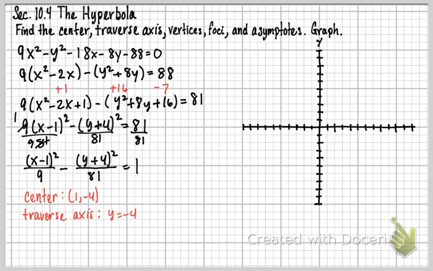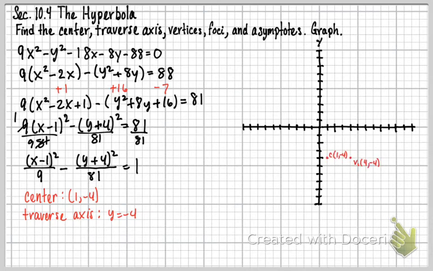So now for the vertices, remember it goes by the positive component for these. And that's not really a 9 I'm looking at. It's really a 3 squared. So my a is actually 3 here. So that tells me then my vertices are going to be 3 away from the center. So I'm just going to graph those points so you can actually see where they're all at.